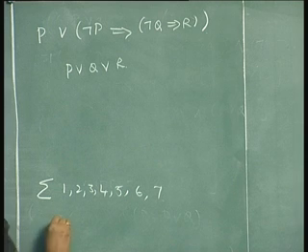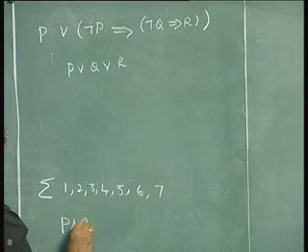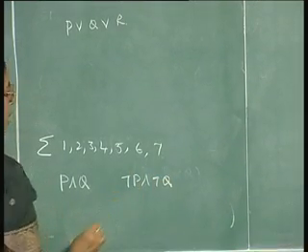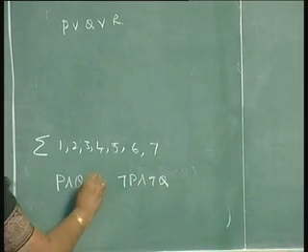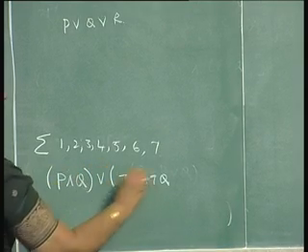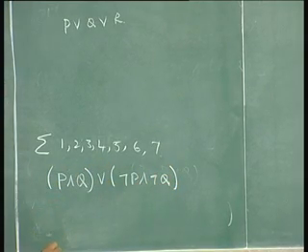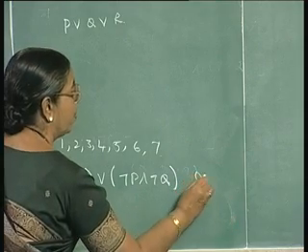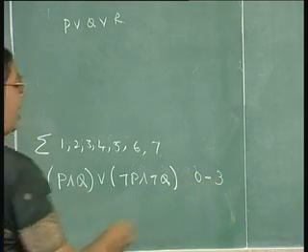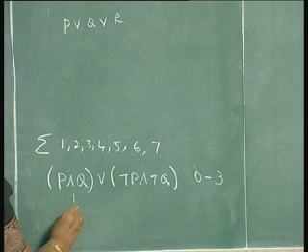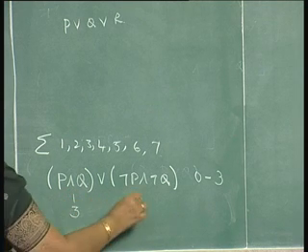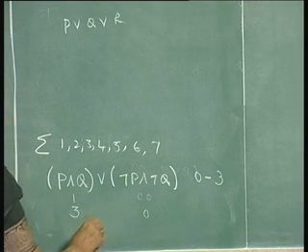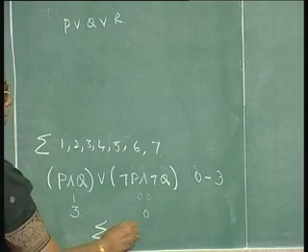With 2 variables, suppose I have 2 min terms P and Q, not P and not Q, and a principal disjunctive normal form like this. How will you represent this? There are only 2 variables, they can be represented from 0 to 3, and this will represent 3, 1 1, that is 3, and this will represent 0 0, that is 0. So, this whole expression you can write as sigma 0 comma 3.